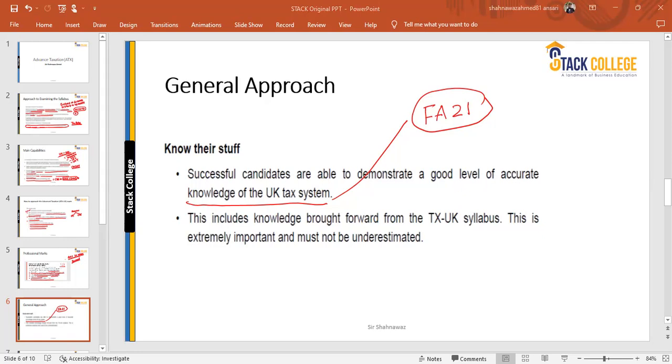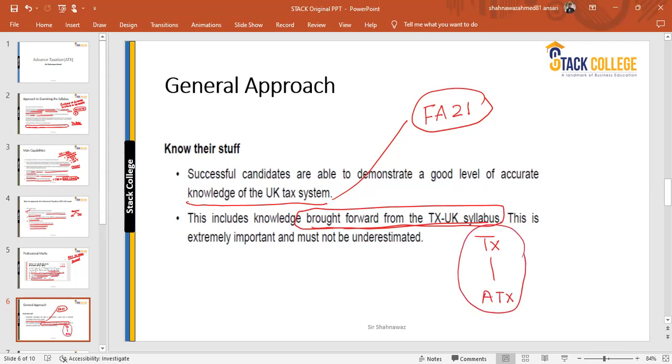A good understanding of the UK tax system, the knowledge of the tax system, is mandatory. And also the brought forward knowledge of UK TX, the previous syllabus. As I told you, this is an advanced version of the previous syllabus. But in our discussion, we'll start from scratch. We'll not consider this as assumed knowledge. As I told you, most of the students are coming from the exemption. They have taken the exemption. So I will not assume that you know TX knowledge, but we will start from scratch. But for those who have prior TX knowledge, that would be an added advantage.